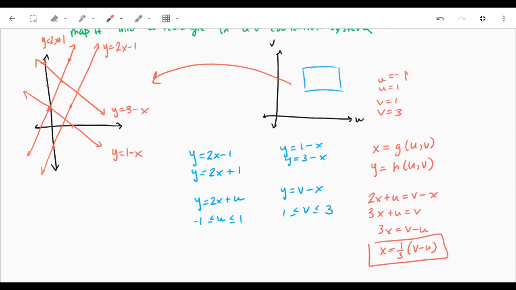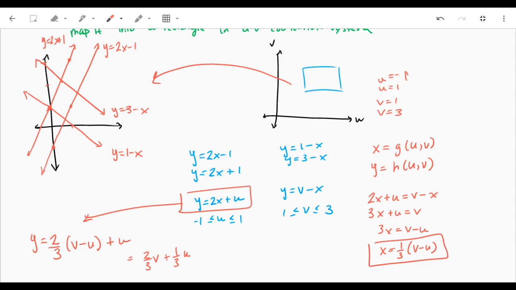All right, and then for our y transformation, we can just sub that into either of them, and you would get the same answer. We tend to like this one maybe. So y is 2 times 1/3 (v minus u) plus u. So that would be 2/3 v plus 1/3 u, or we could write it as (2v plus u) over 3. Okay, and there we have it.